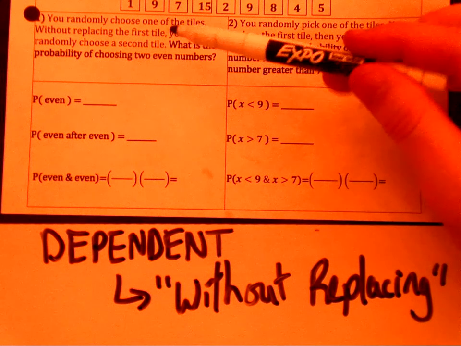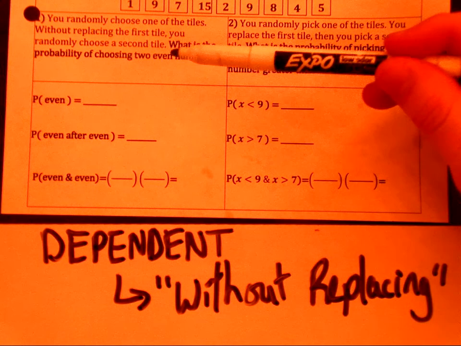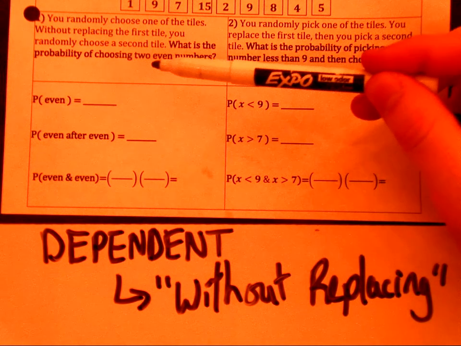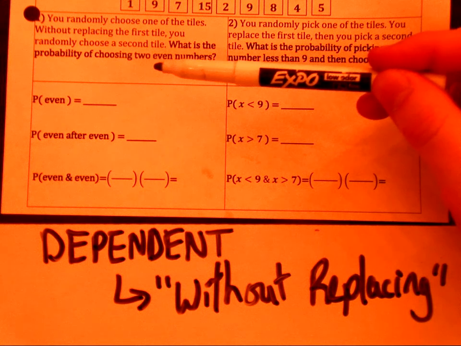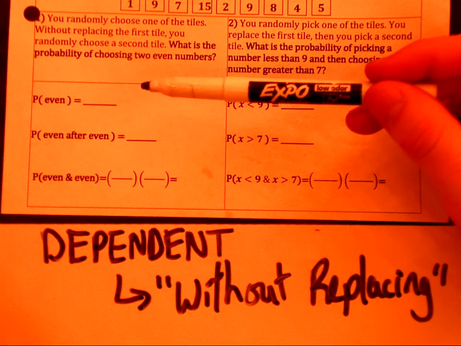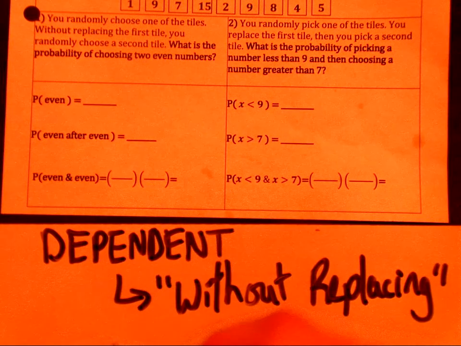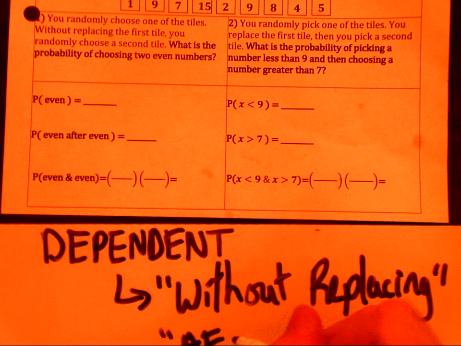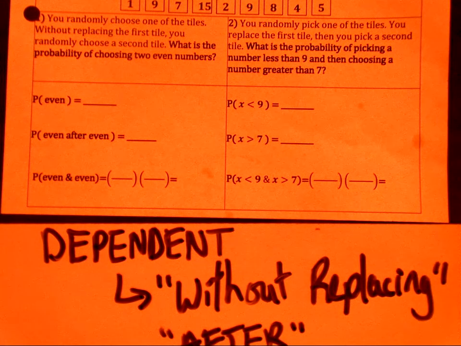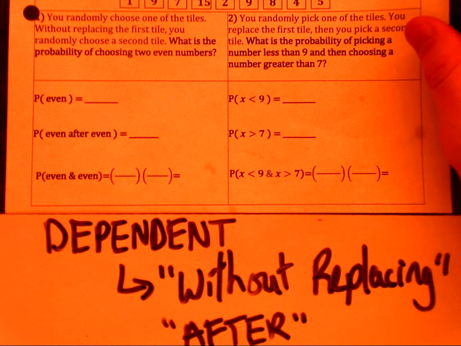Alright, so it says, without replacing that first tile, you randomly choose a second tile. What is the probability of choosing two even numbers? So again, some people were wondering if you were taking those two out at the same time. Again, it does happen at the same time, but you want to do one event first and then after. Again, it has that keyword after. After means that that denominator is going to change.